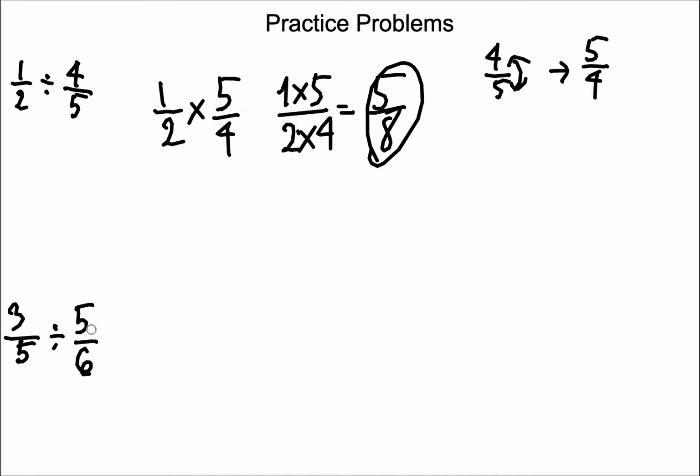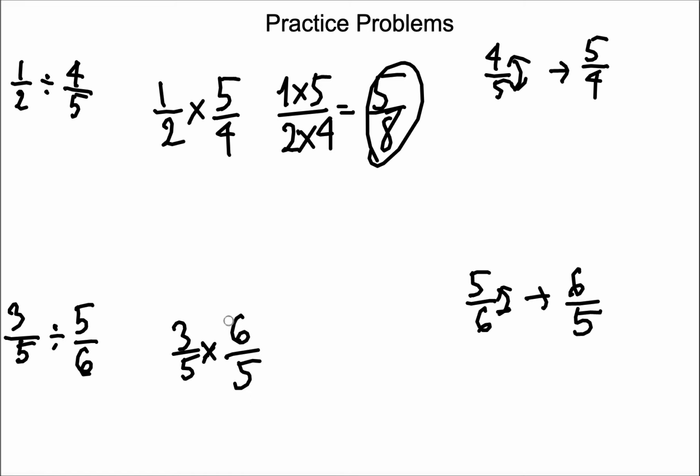Here's our second and final problem. We have 3/5 divided by 5/6. First of all, we need to find the reciprocal of 5/6. Now, to do that, we have to swap the numerator and denominator, which gives us 6/5, which means that the reciprocal of 5/6 is 6/5. Now what is left for us to do is multiply 3/5 by 6/5.